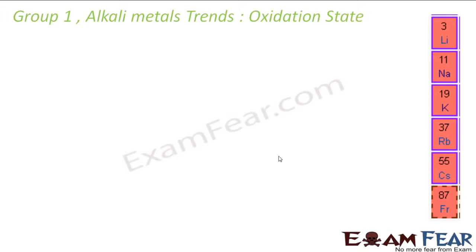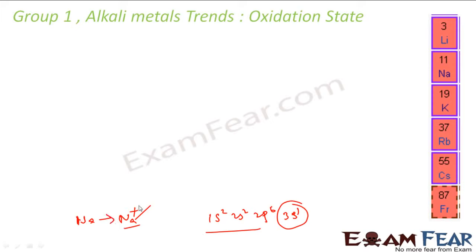The next is the oxidation state. As you know, all the alkali metals have a strong tendency to form the +1 oxidation state. Why? Because Na plus is more stable. Na has the electron configuration 1s2, 2s2, 2p6, 3s1. It has one extra electron. If it loses one electron, it will become stable. So they have the tendency to form Na plus always, because they want to become stable. So it generally has an oxidation state of +1.